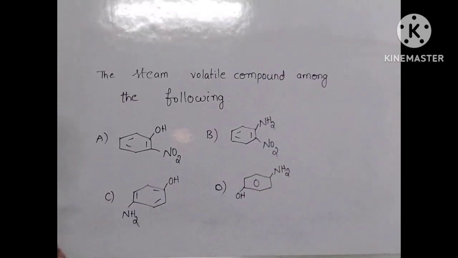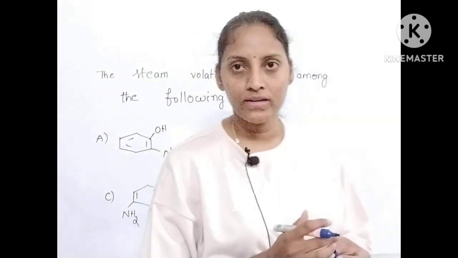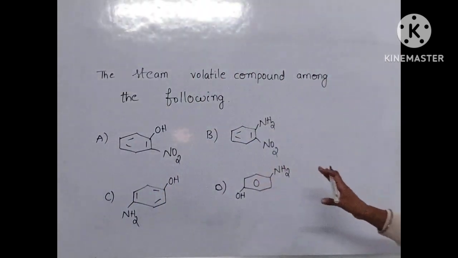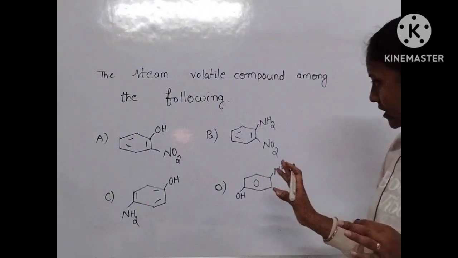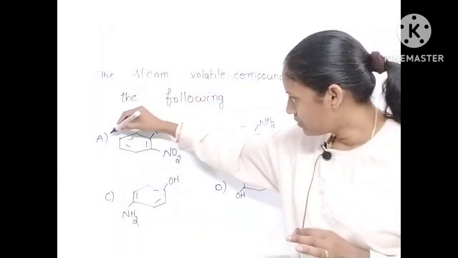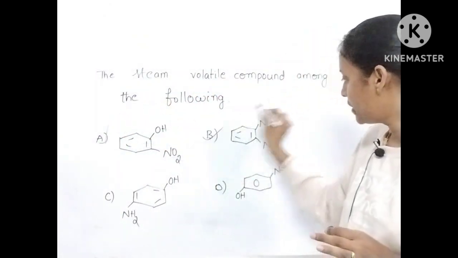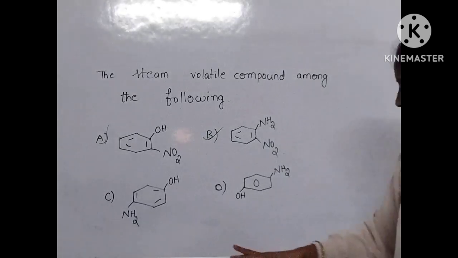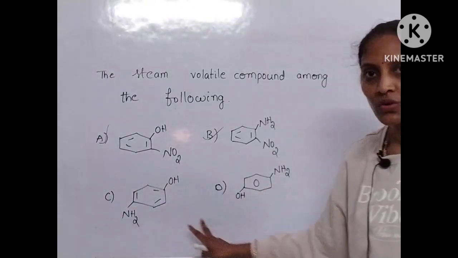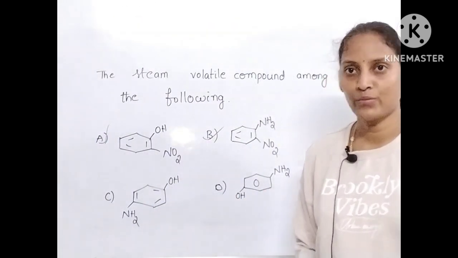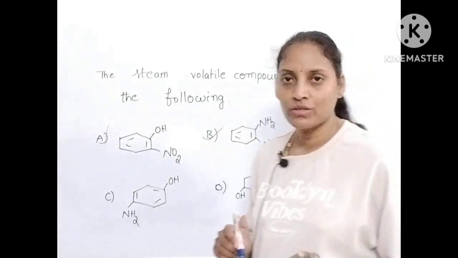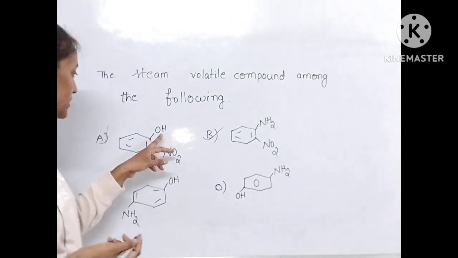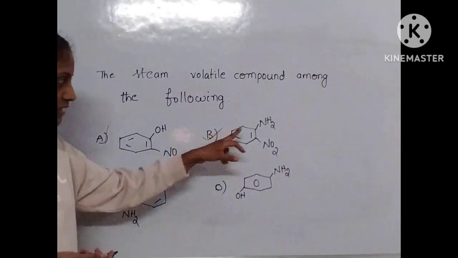In this question, we need to identify the steam volatile compound. Among these four options, A and B are the ortho-substituted compounds, and C and D are the para-substituted compounds. So here, if ortho-substitution is there, that means OH and NO2, NH2 and NO2 are present.